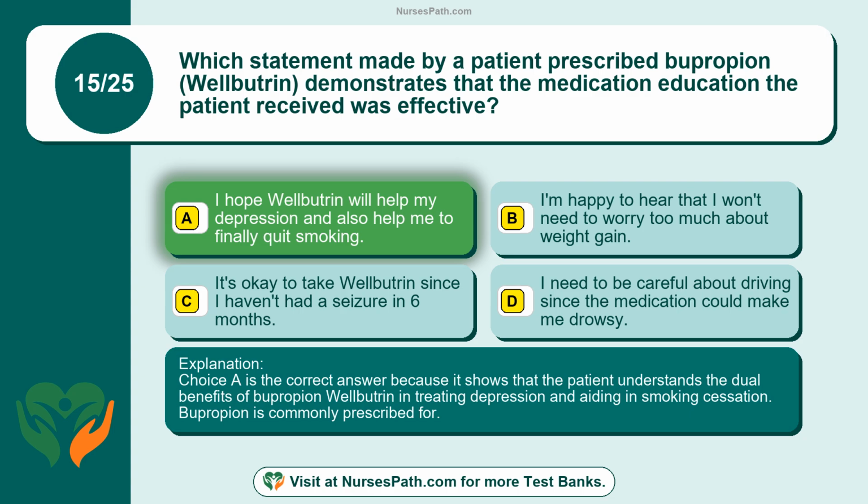Choice A is the correct answer because it shows that the patient understands the dual benefits of bupropion, Wellbutrin, in treating depression and aiding in smoking cessation. Bupropion is commonly prescribed for.